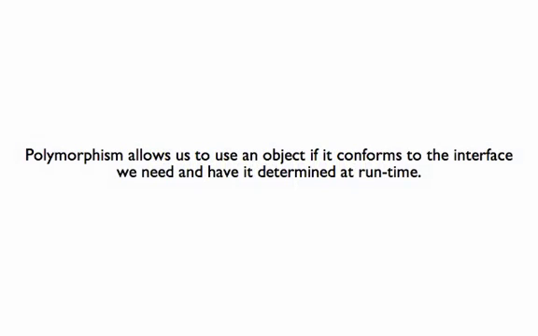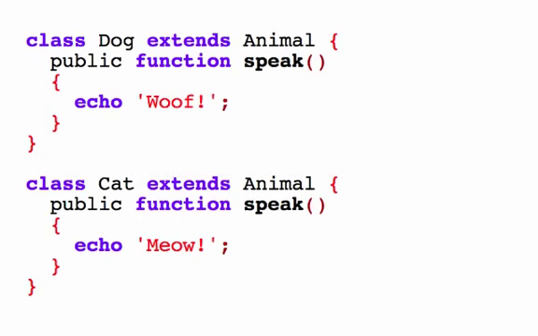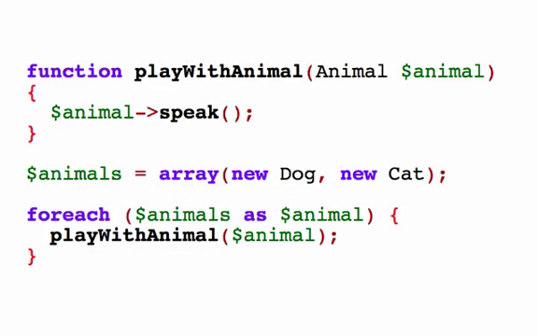So the next concept is polymorphism. This allows us to use an object even if we don't know what it is at the time we're writing the code. If it conforms to a particular interface or it's got the functions that we need, we can use it, and we don't have to know what kind of a thing it is at the time we run it. So if I've got a dog that extends animal, and it's got a speak function, it says woof. I've got a cat animal, it has a speak function, it says meow. I can now create an array of cats and dogs and tell them to speak, and I'm going to get the proper output according to what object I happen to be dealing with at that time.